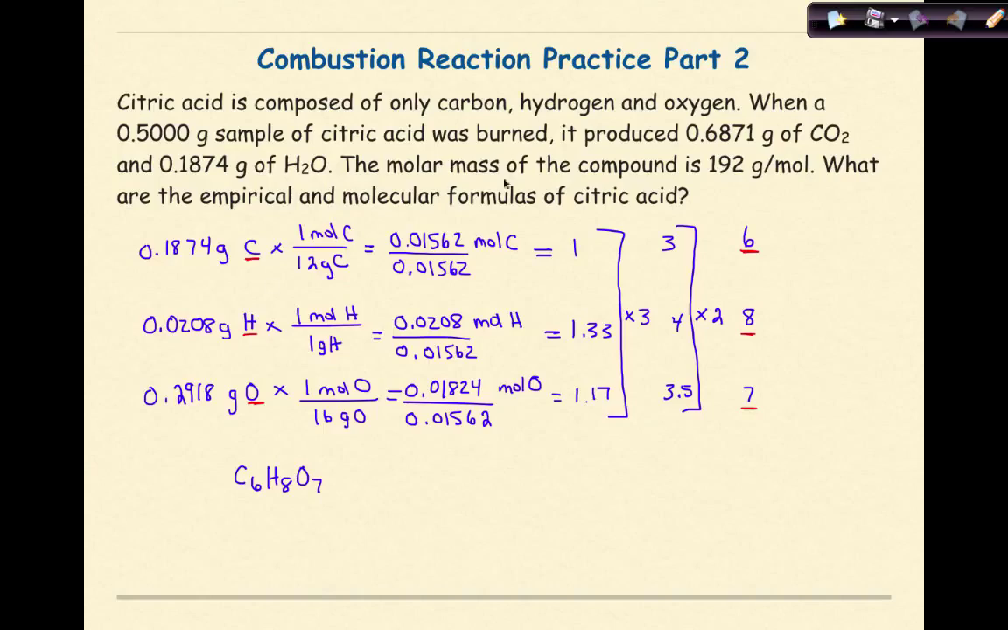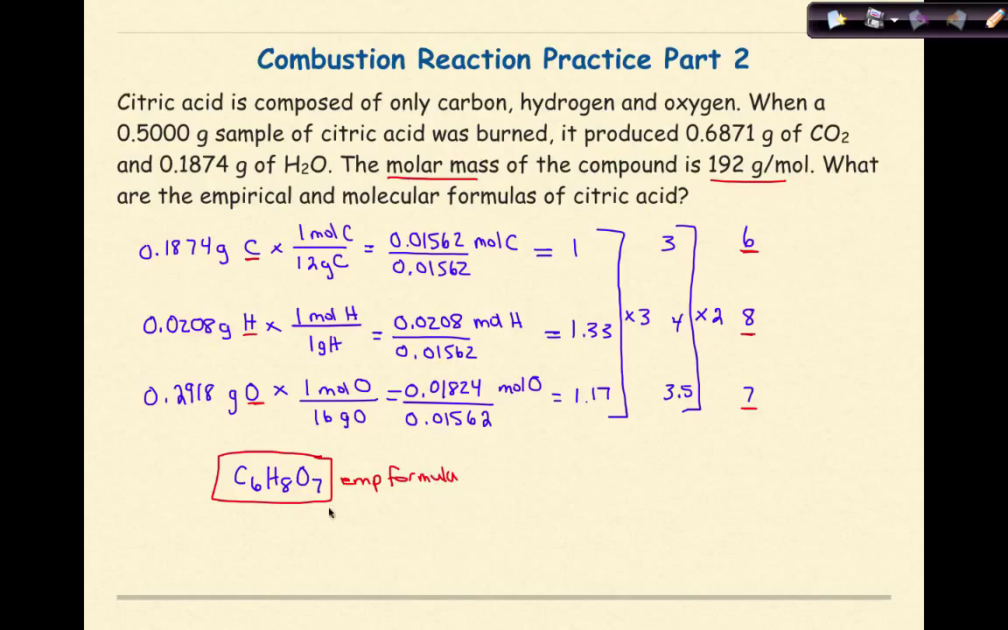Now, we've used a lot of the information up here except for the very end where it says the molar mass, the mass of 1 mole of the compound is 192 grams per mole. What are the empirical and molecular formulas of citric acid? Well, this right here, this is an empirical formula. Just going to write empirical formula. There, it's an empirical formula.